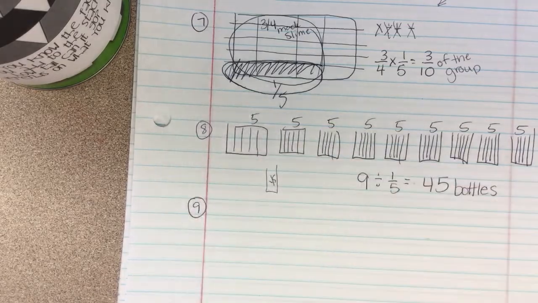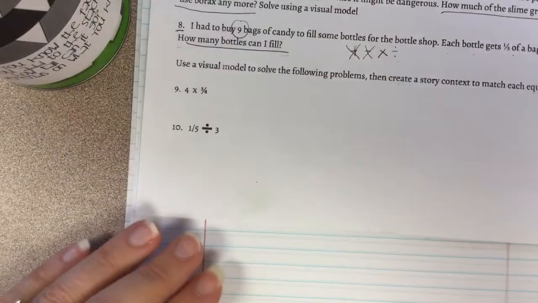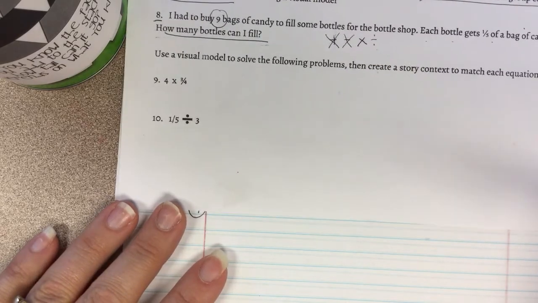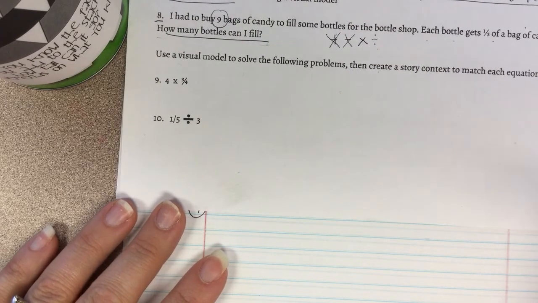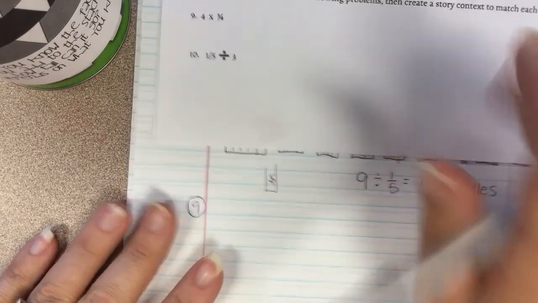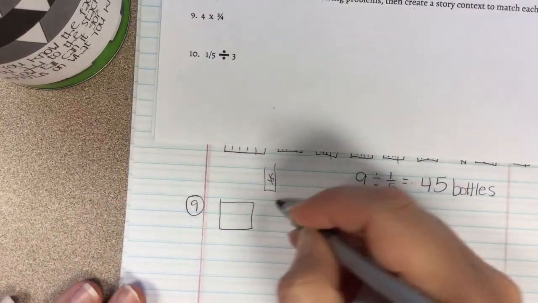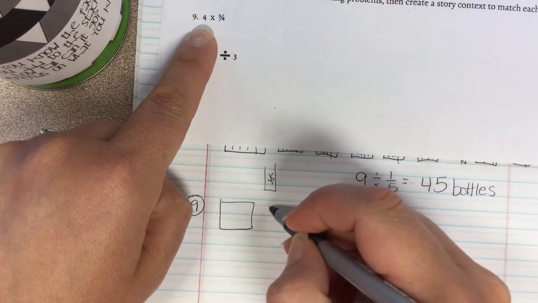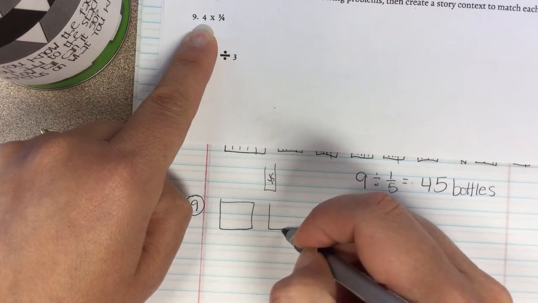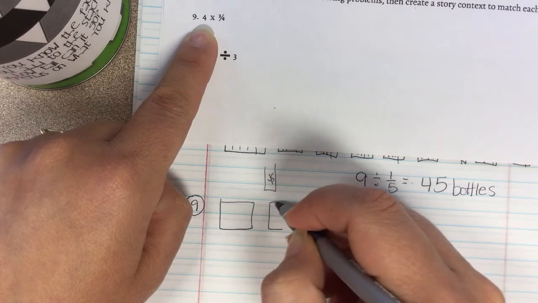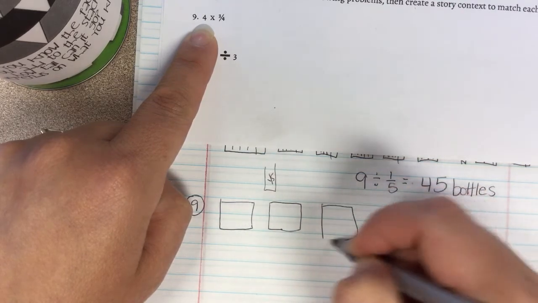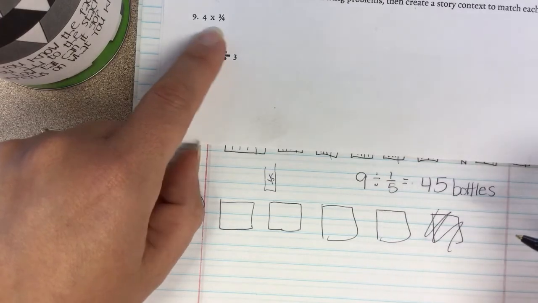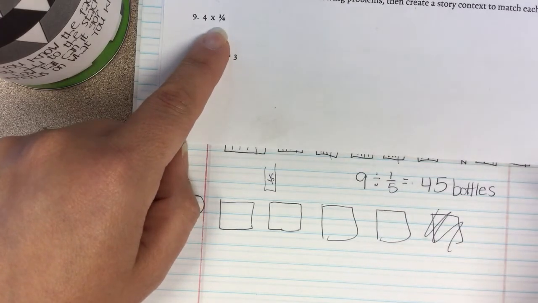All right, question 9. So I have to use a visual model to solve the following problems, then create a story context. So that means a word problem. So number 9 is 4 boxes, because my number was 4. Oops, I started drawing 5. And I have to multiply it by 3/4.